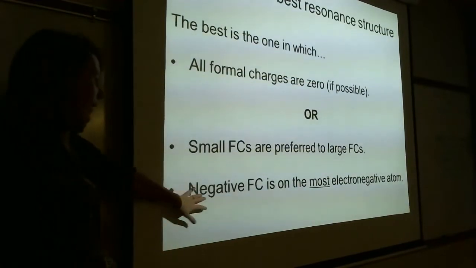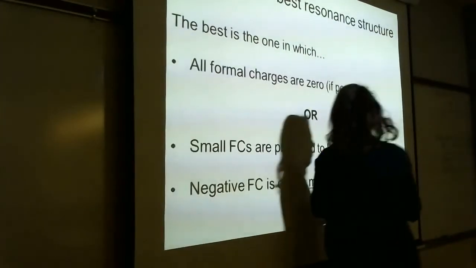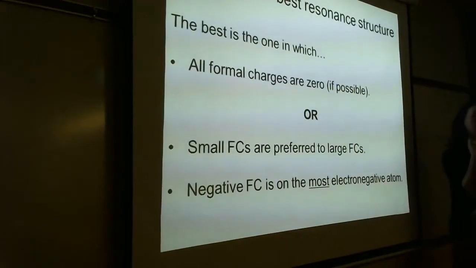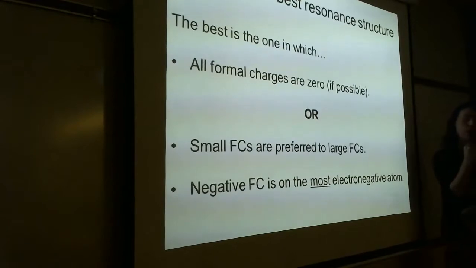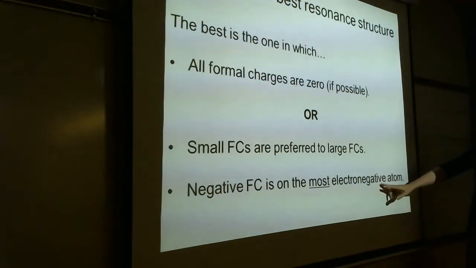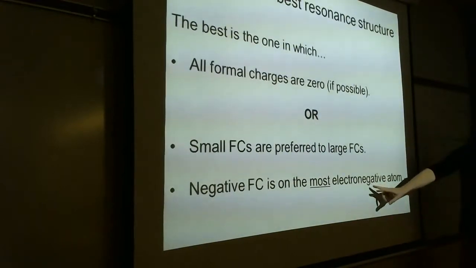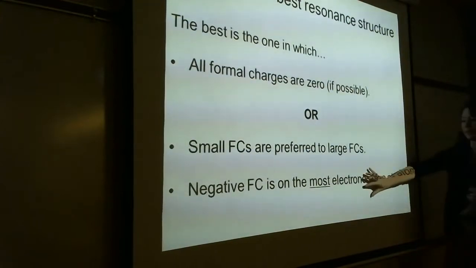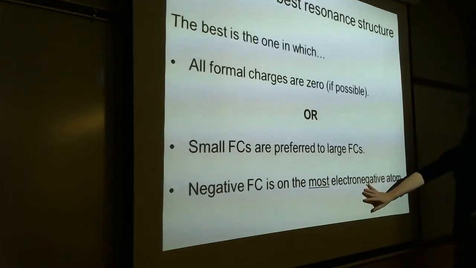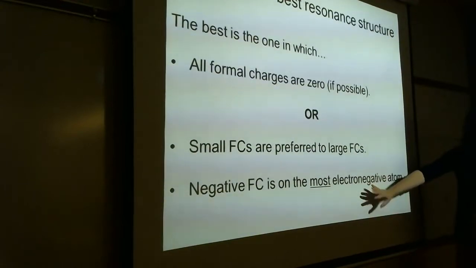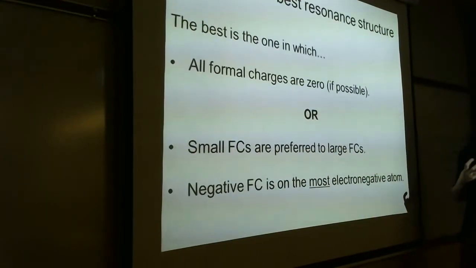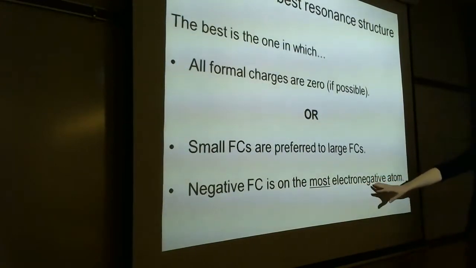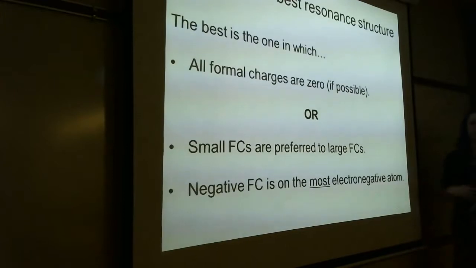Think about why. Electronegative atoms are ones that are greedy with electrons. They hold on to electrons tightly in bonds. They're not good at sharing. So if there's going to be a negative formal charge, that's a high electron density area, so that needs to be centered on the more electronegative atom. Electronegative atoms enjoy having that extra electron density around. So if there's going to be a negative formal charge, it needs to be on the most electronegative atom.